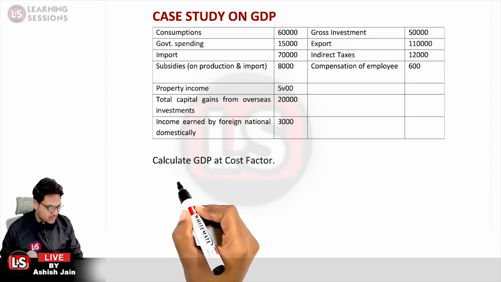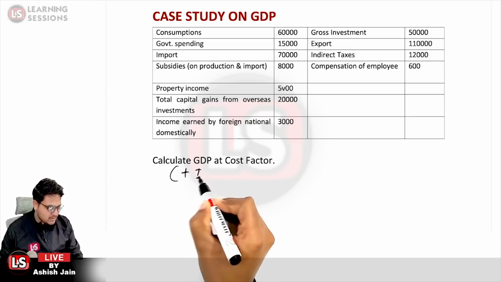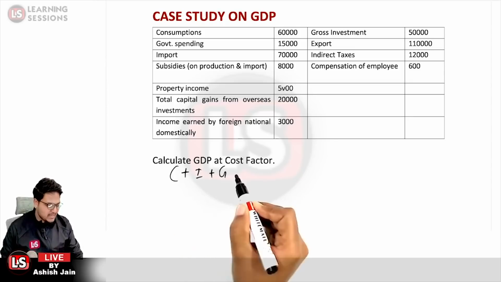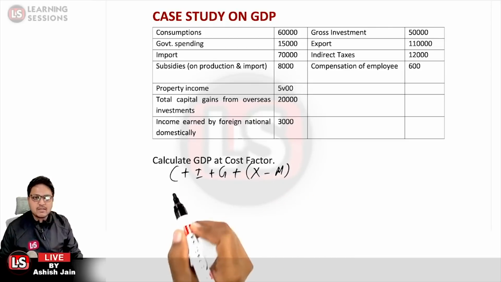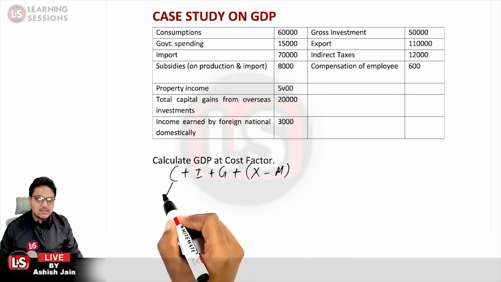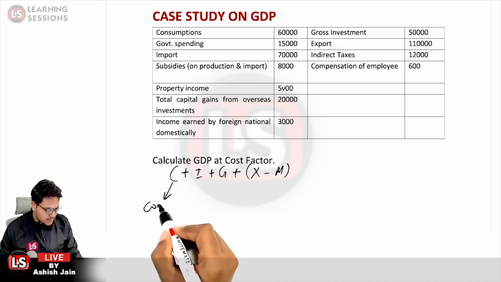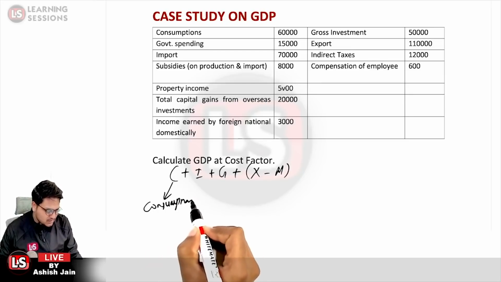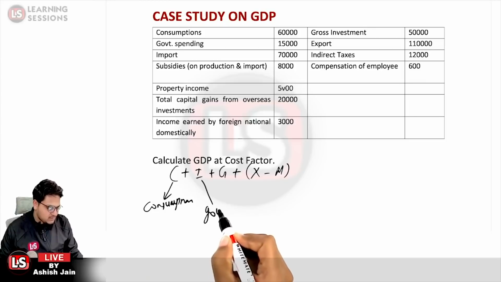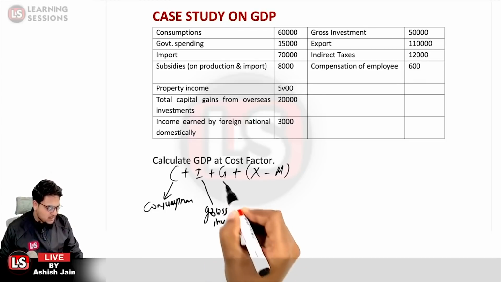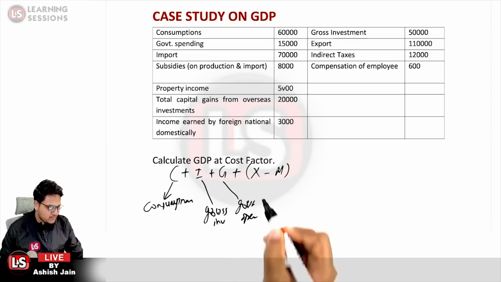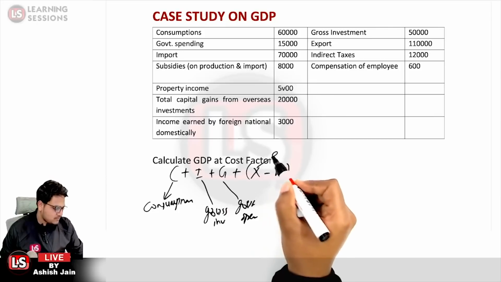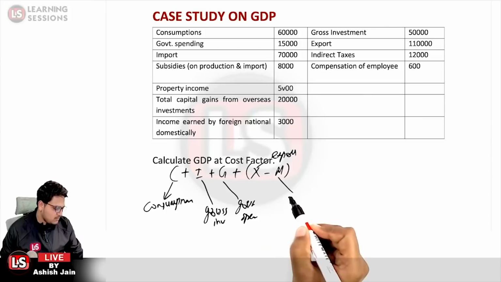That is C plus I plus G plus X minus M. You need to memorize this. Okay, so what is it actually related with? C is for the consumption, I is for the gross investments, not government investments, it is gross investments. G is basically related with the government spending. X is related to the exports, and further M is related to the imports over here.